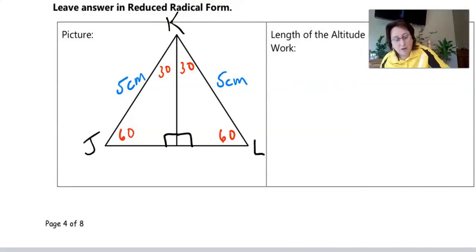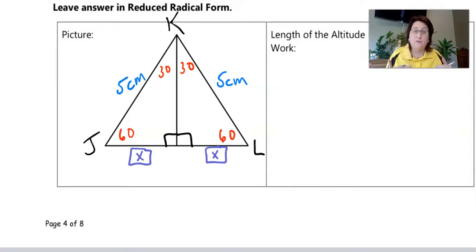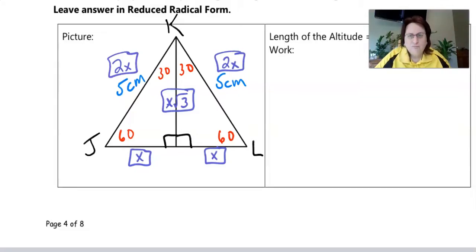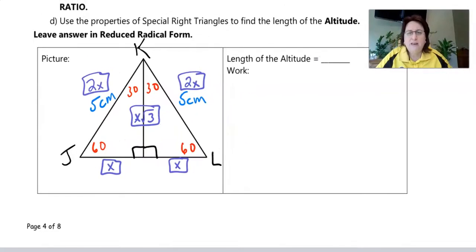Okay, we're going to label our ratios and put a box around them. Across from the 30 degrees is our x. So both of these sides down here would be x because they're both across from the 30 degrees. Across from the 60 degrees, that's our altitude. That is x square root 3, and I'm going to put a box around it. And then the hypotenuses are both 2x. That's the ratio.